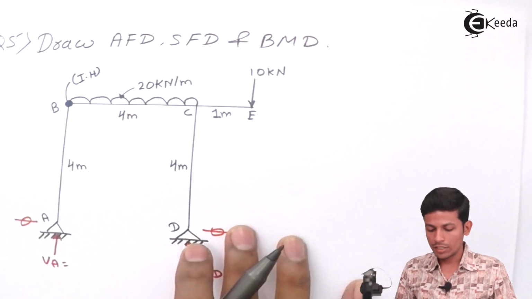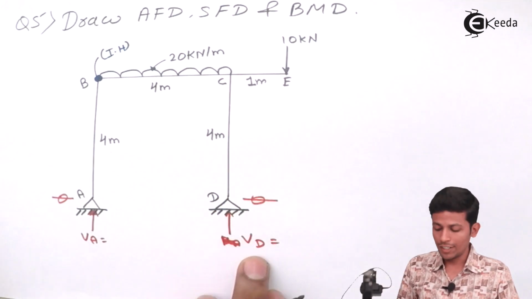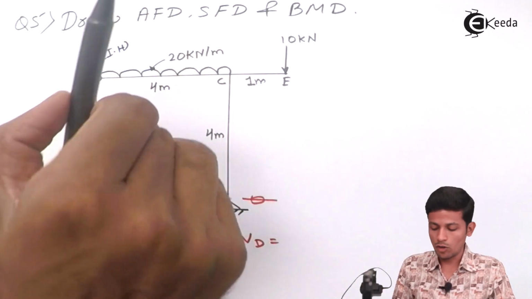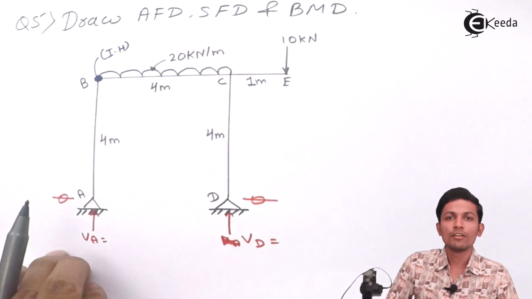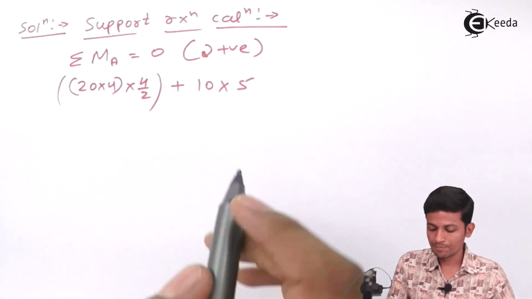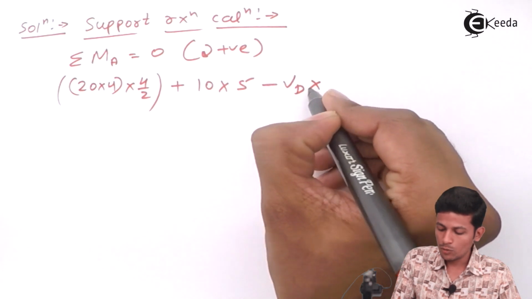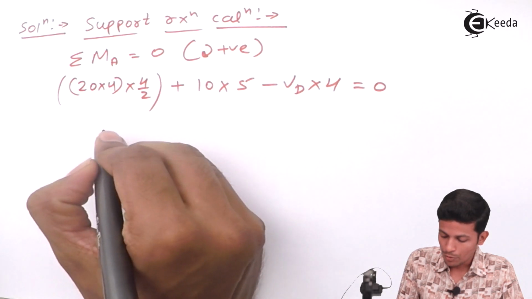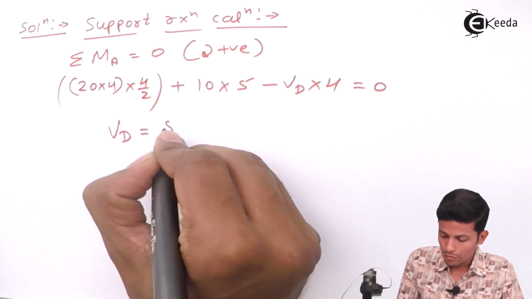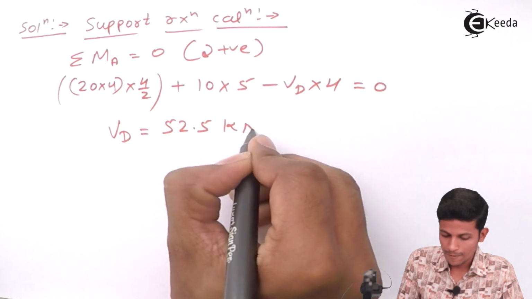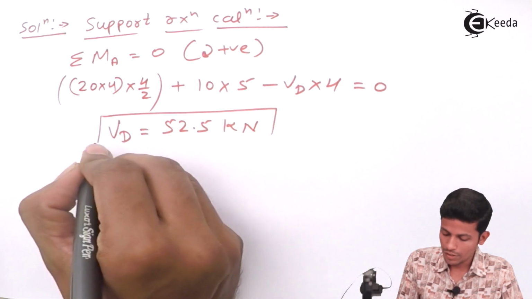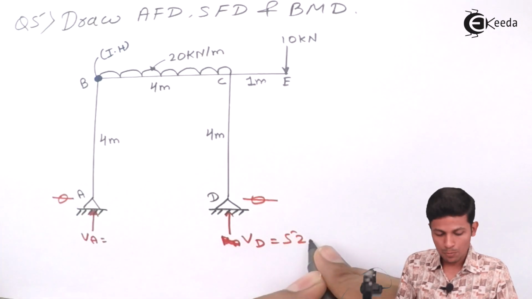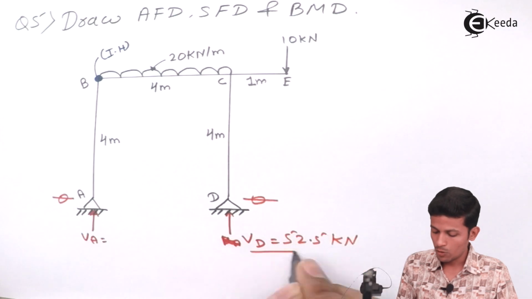After this, what is remaining? This VD is remaining. VD into this distance. Sorry, this is going in this direction, this is anti-clockwise, so VD into this distance will be 4. So minus VD into 4 is equal to 0. While solving this, you get the value of VD is equal to 52.5 kilonewton. Okay, this is your VD value. Now we got the value of VD, 52.5 kilonewton.